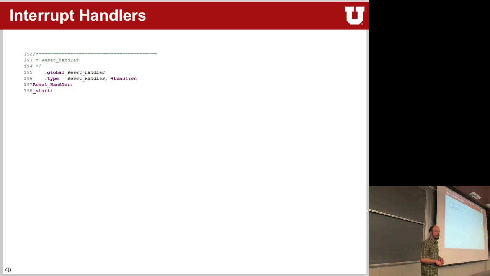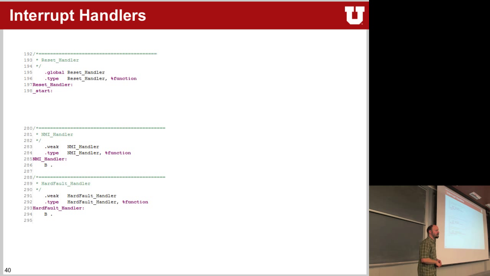Next, we have in the .s definitions like this. We have .global reset handler, type is a function. We have a reset handler here, and what it will do is it will start executing your assembly code, initializing your system. That one is all written in assembly.